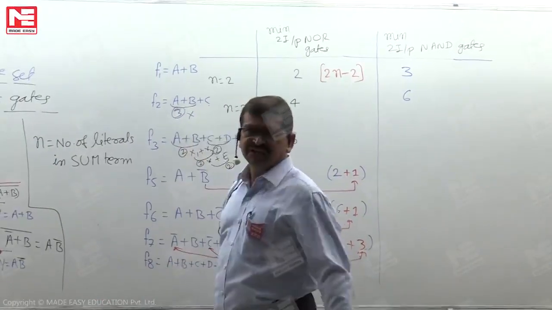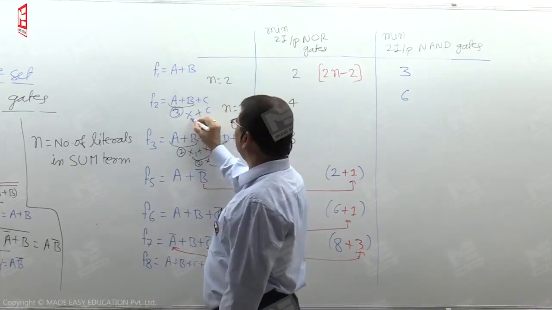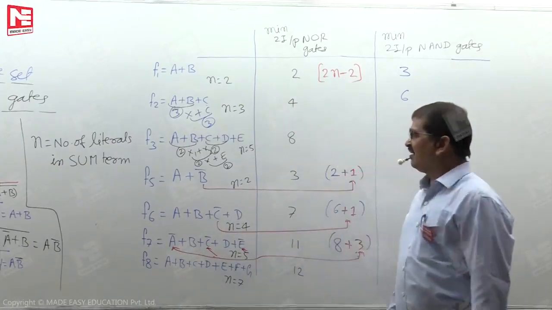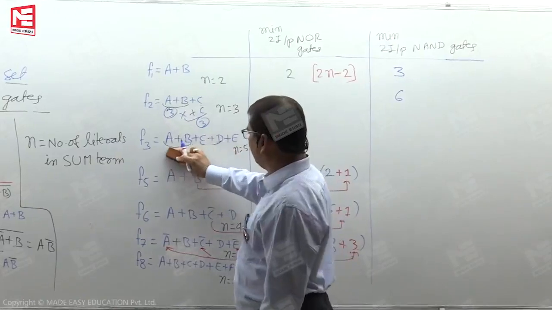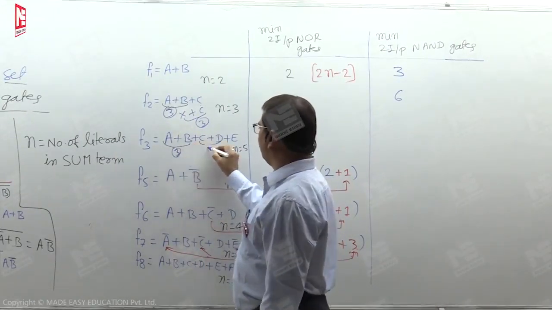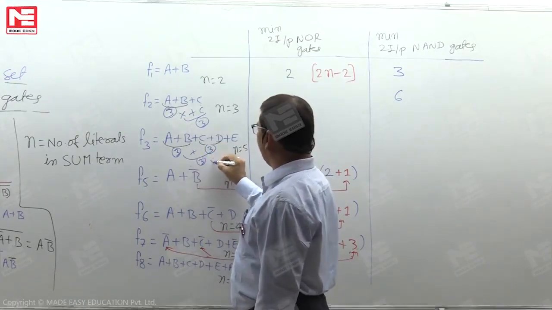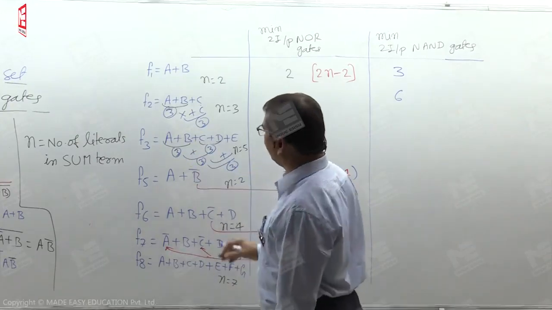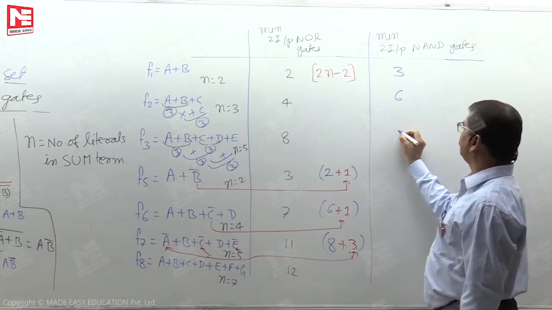If I name the A or B result as X, then X or C needs 3. So 3 plus 3, 6. Based on this, F3 will be here 3, here 3, and finally to make the OR here we need 3. So we are looking at 4 times 3, that is 12 gates.